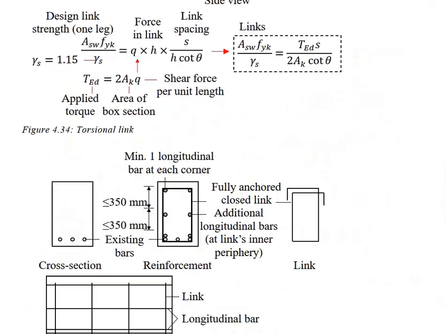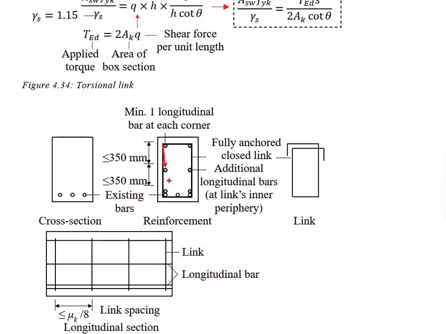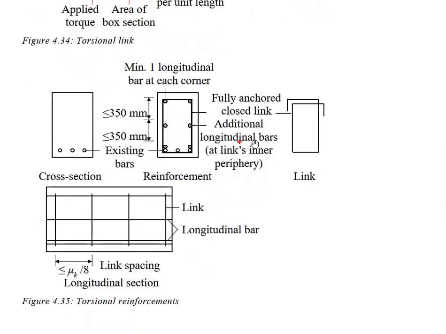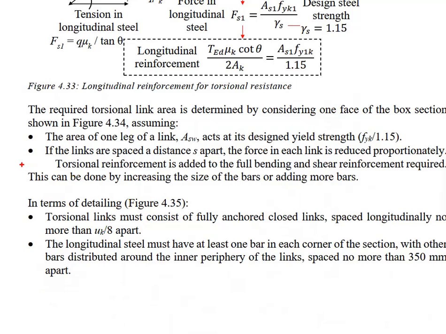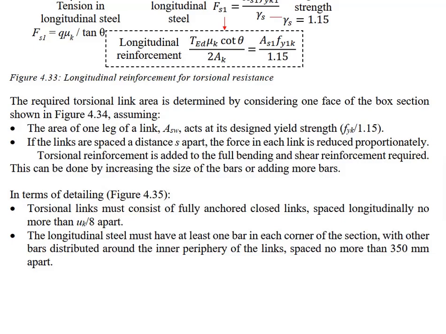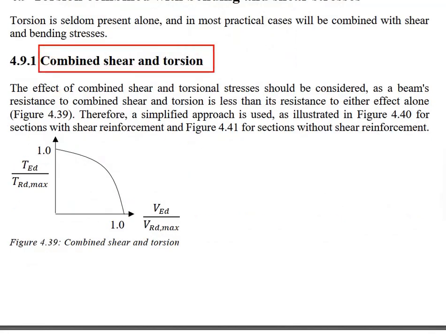In terms of the detailing, make sure you have at least one bar at each corner, and the maximum spacing between the longitudinal bars cannot be more than 350 mm. The longitudinal reinforcement will have to be arranged at the inner periphery of the link. Remember that the calculated longitudinal reinforcement will need to be added to what is required for the resistance of the shear load, since we are talking about the combined actions of shear and torsion.